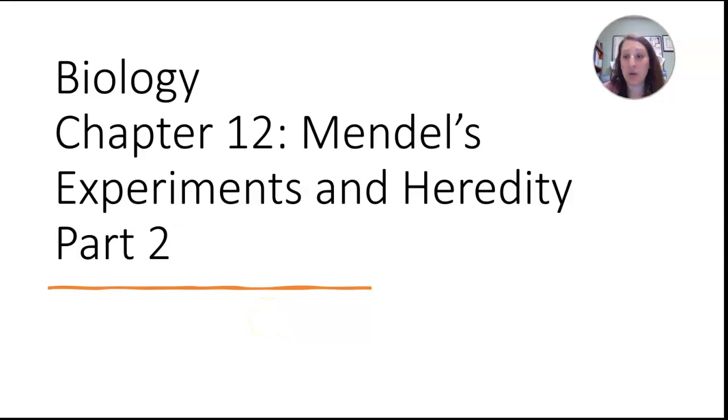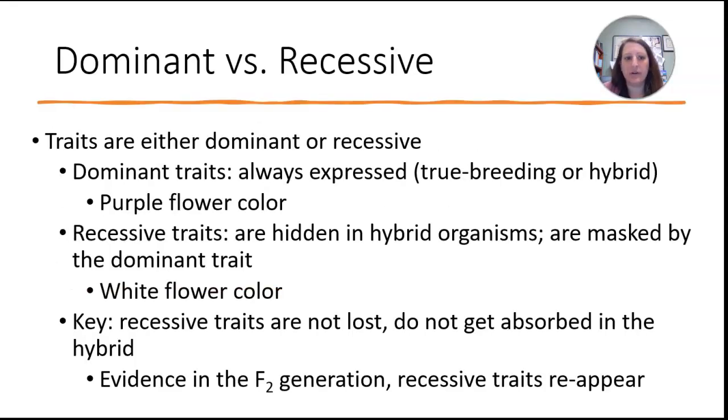Okay, so this is chapter 12, part 2, and we're going to continue our talk about Mendelian genetics and heredity. We left off talking about the 3-to-1 ratio, and we're going to get back to that in this part of the chapter. But first I want to define some terms for you. I want to make sure we understand the difference between a dominant allele and a recessive allele.